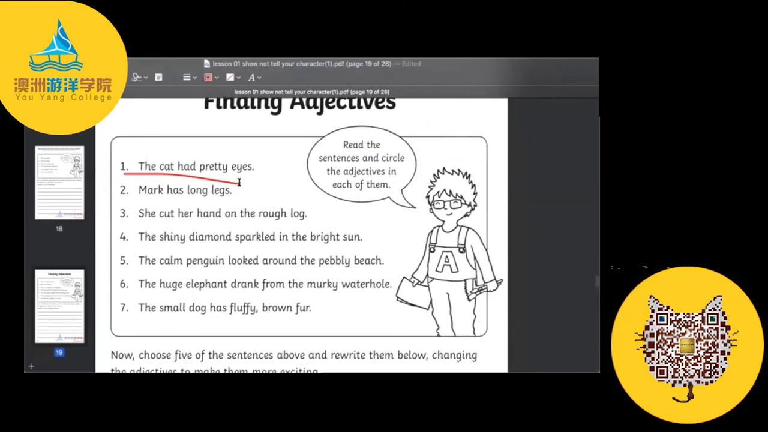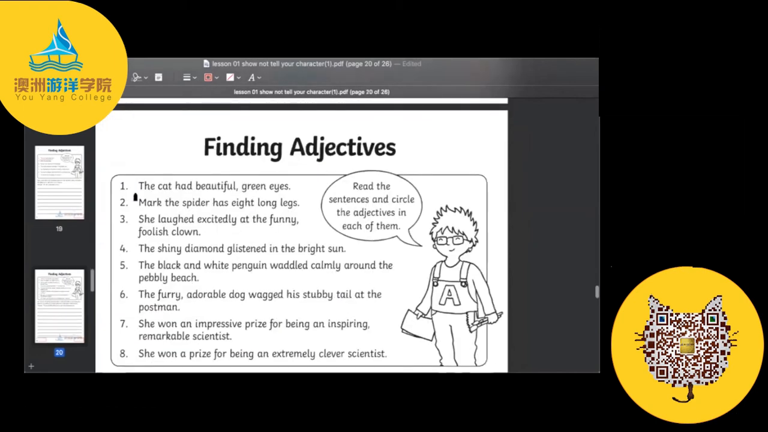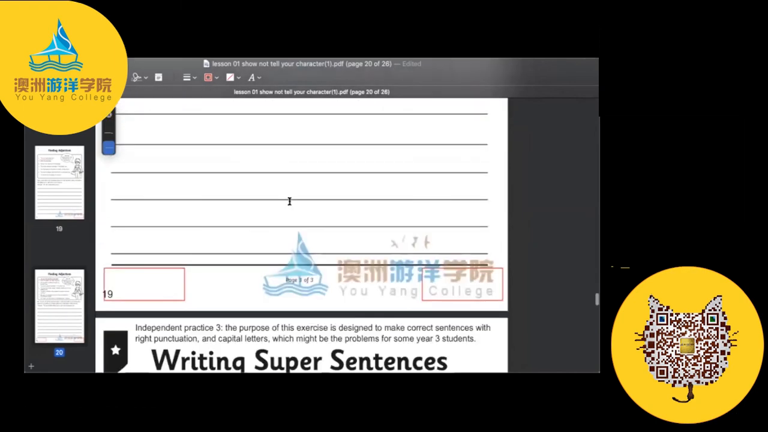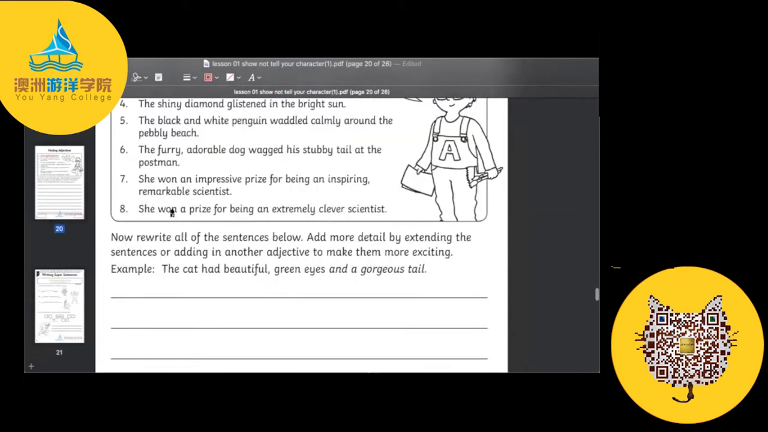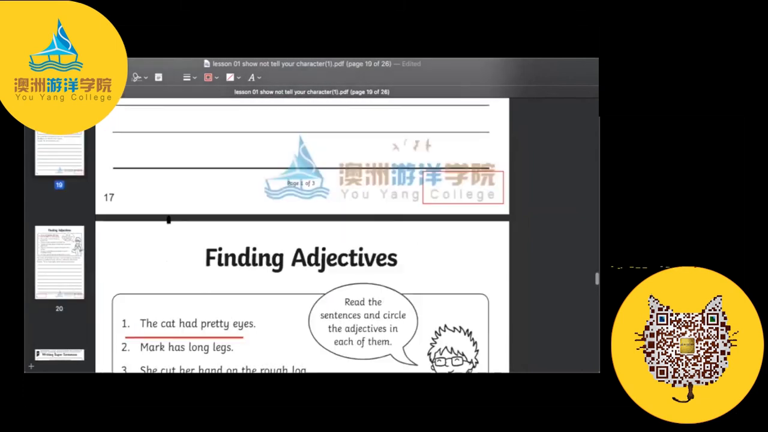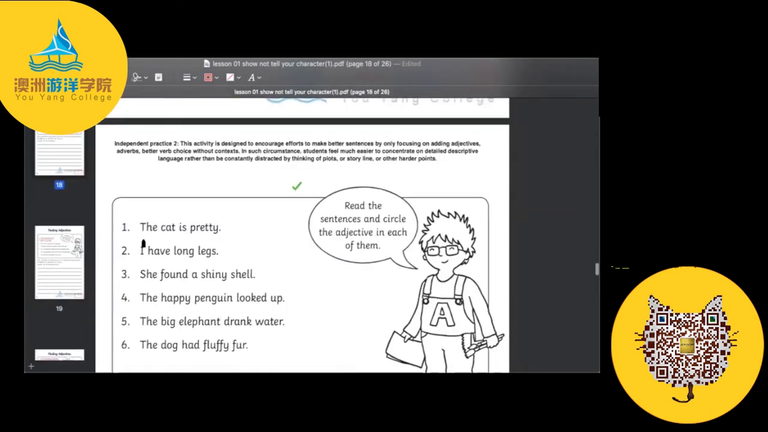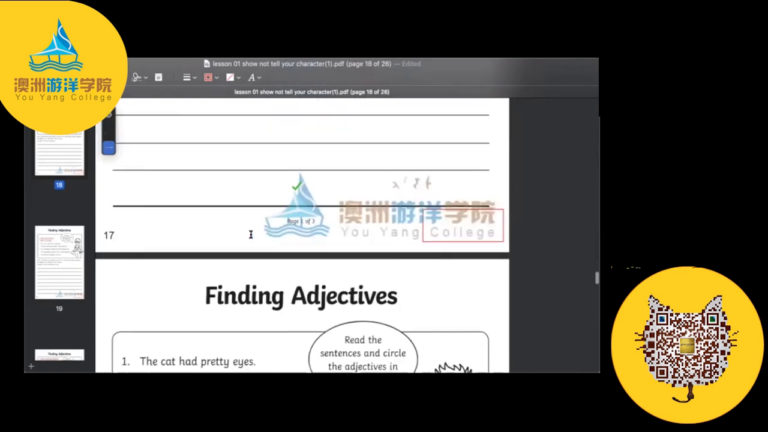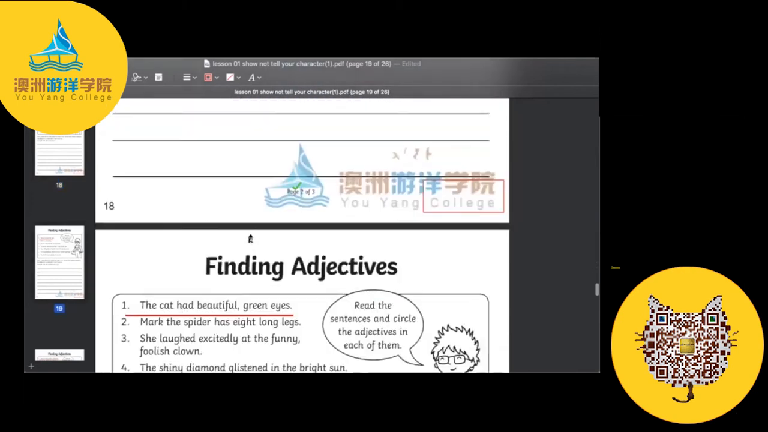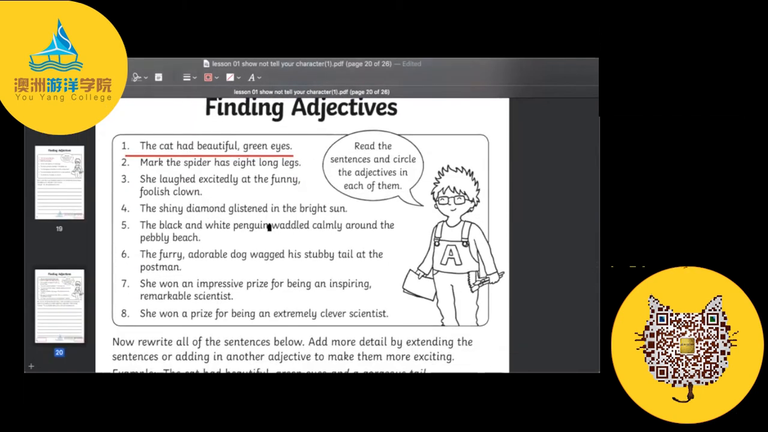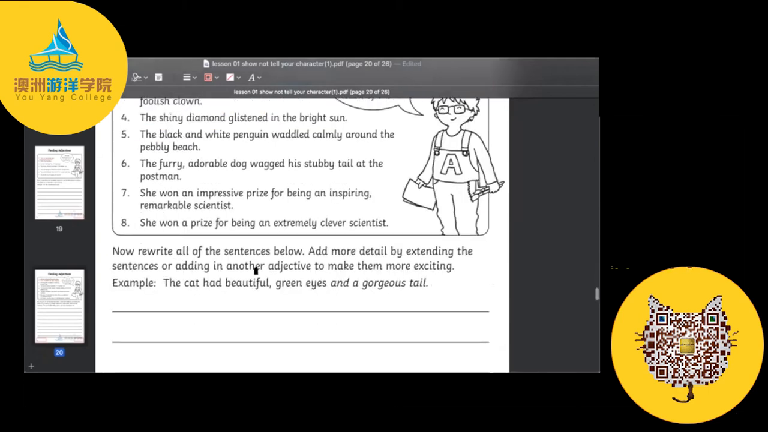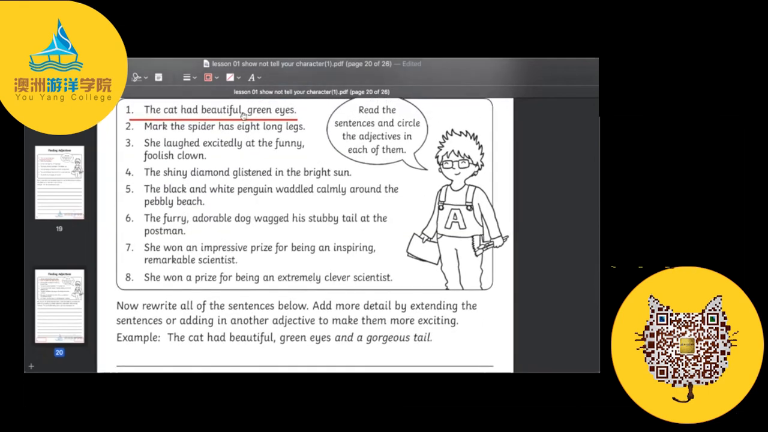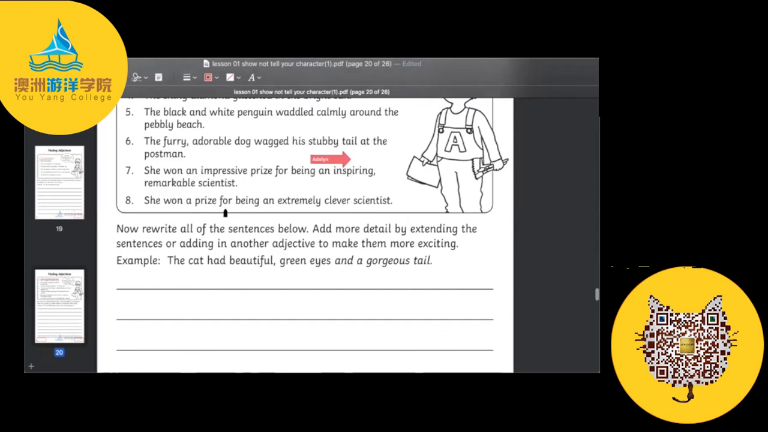And so in the first one, number one is the cat had pretty eyes. In the second one, number one, the cat had beautiful green eyes. And in the third one, number one, oh wait, where did it go? Oh yeah, sorry, I messed up. So the first one, the cat is pretty. Then the cat has pretty eyes. Then the cat has beautiful green eyes. So it's getting more detail as you go. So what you're doing is finding the adjectives and then you get the option to rewrite the sentence.